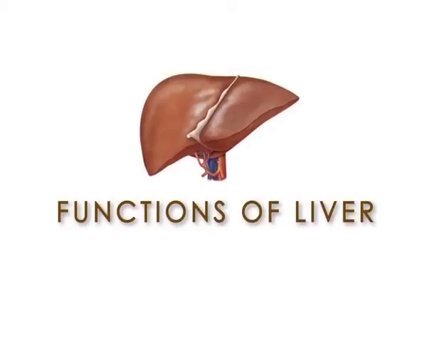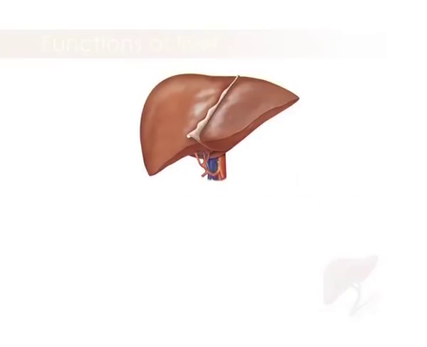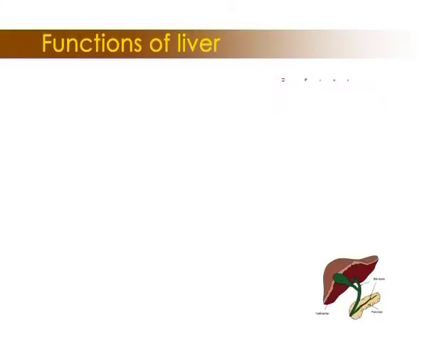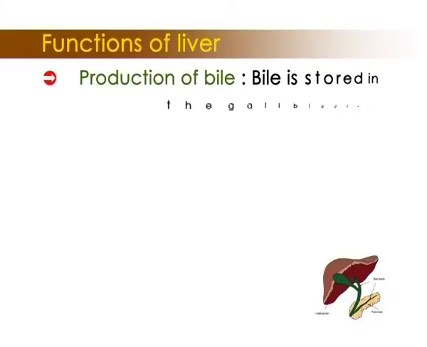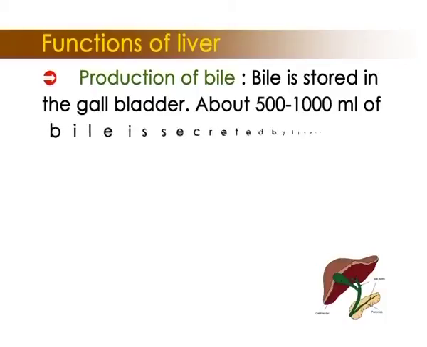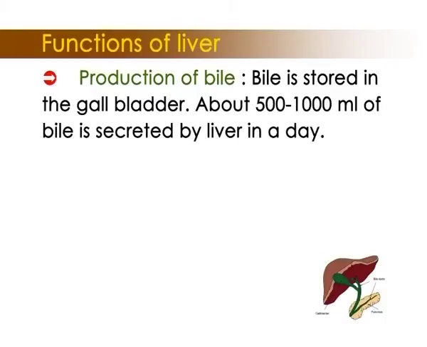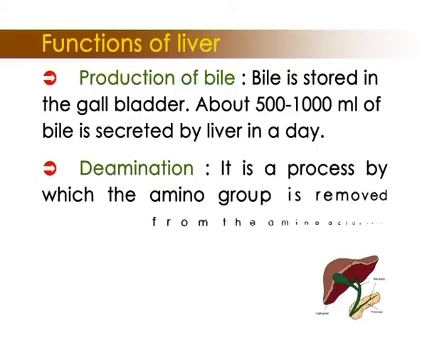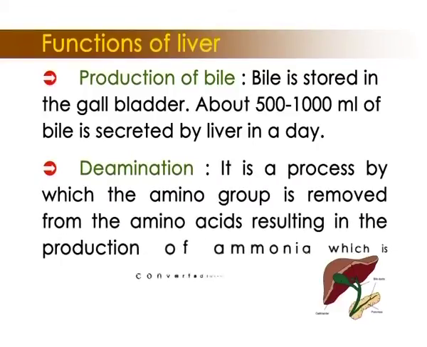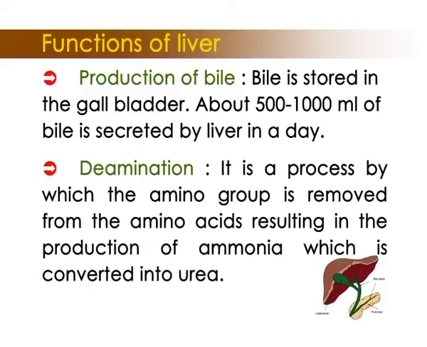Next comes functions of the liver. Number 1, production of bile. Bile is stored in the gallbladder. About 500 to 1000 ml of bile is secreted by the liver in a day. Number 2, deamination. It is a process by which the amino group is removed from the amino acids, resulting in the production of ammonia, which is converted into urea.